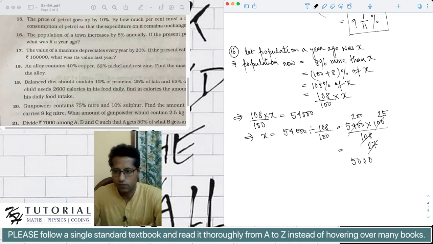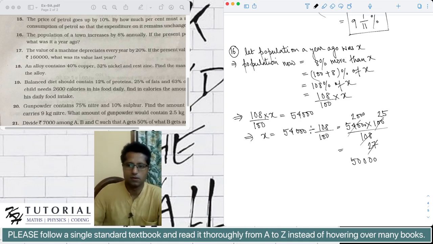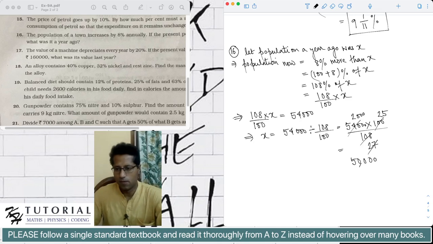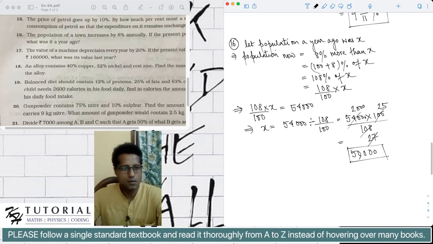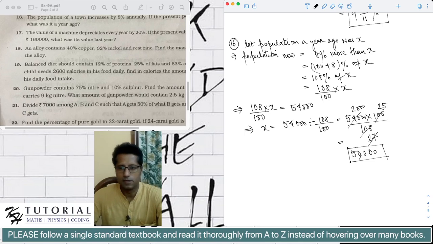Oh, it was 54,000. So this will be 2,000 and this will be 50,000. Okay. So the population 1 year ago was 50,000, and since it increases 8% annually, the present population is given to be 54,000. Okay, let's do problem number 17.